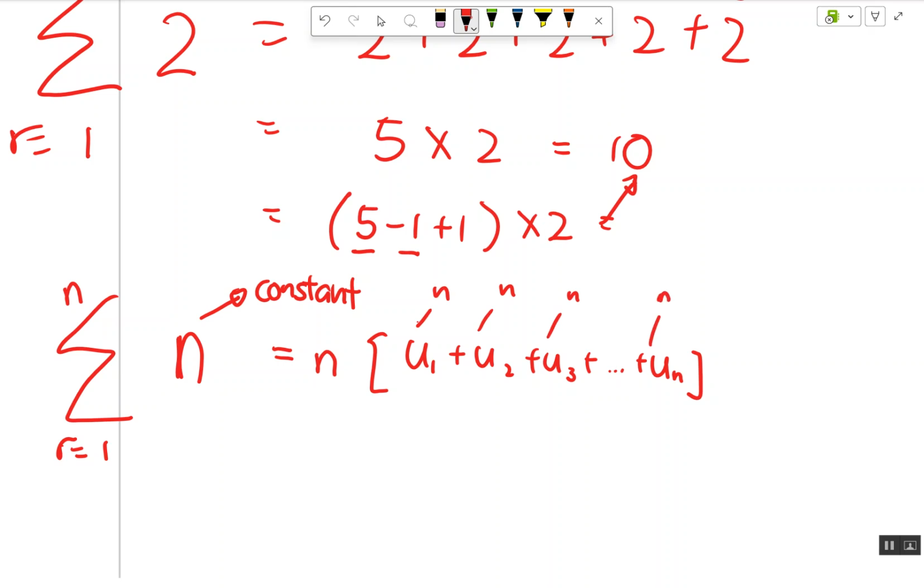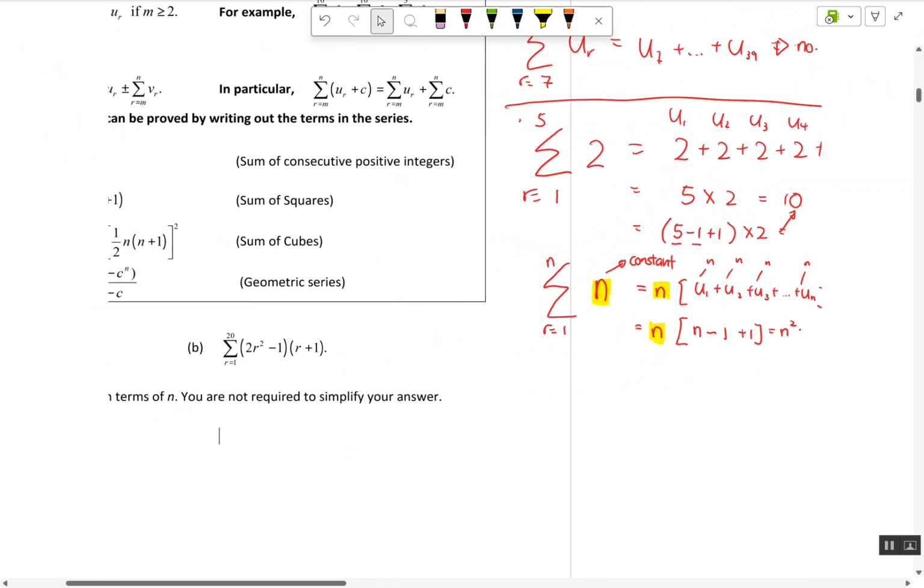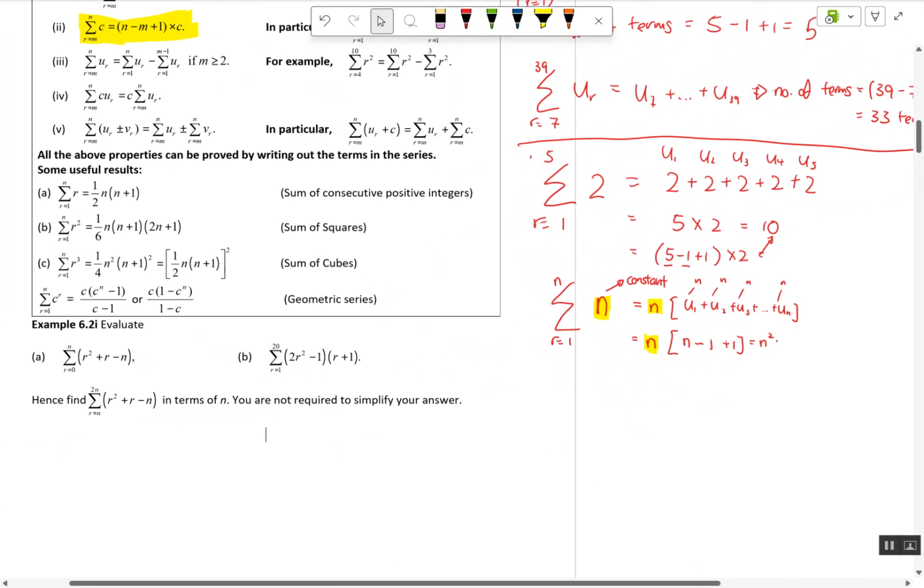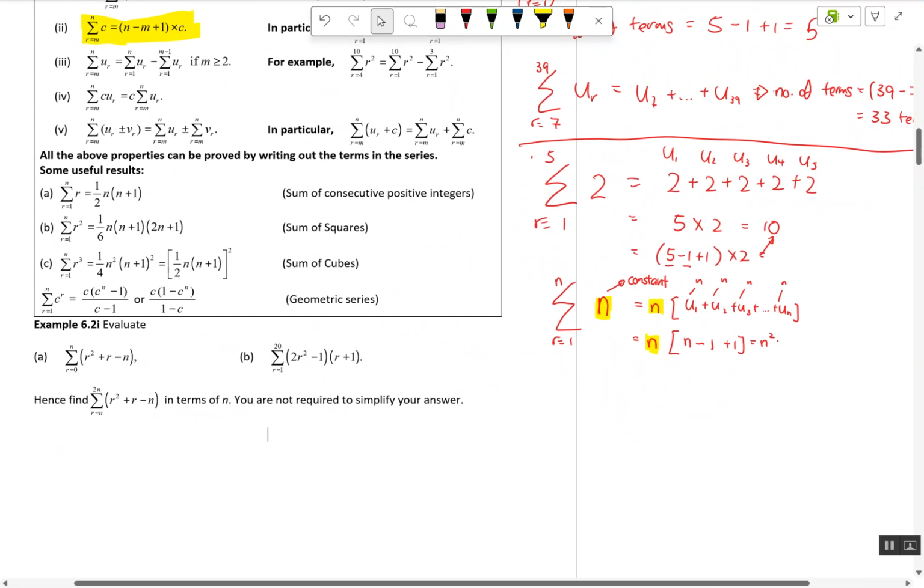To understand this, the n I put on the outside comes from this n. And because it's a sum of constant, I apply this: top minus bottom plus 1. And then the final answer is n squared. So the sum of a constant is something that you have to be very sure about.